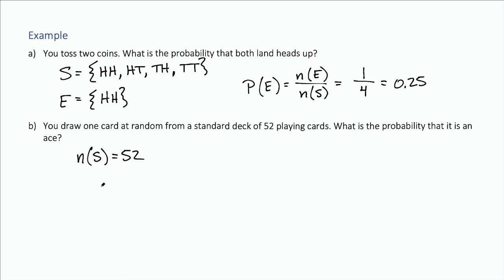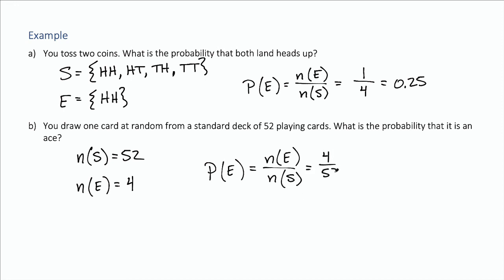Now our event, I'm going to talk about the number of ways our event can occur. Our event is drawing an ace. So we need to think of how many ways that can occur. Well, there are 4 aces in the deck. There's an ace of hearts, an ace of diamonds, an ace of spades, and an ace of clubs. So there are 4 ways that can happen. So the probability of our event, the number of ways the event can occur divided by the number of outcomes in our sample space, is 4 over 52, which reduces to 1/13.